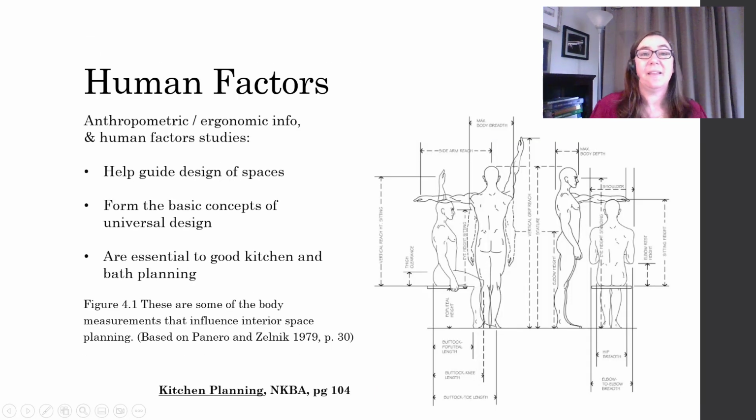It's no surprise that kitchens and bathrooms are spaces that are designed to be used by humans. Therefore, we use anthropometric and ergonomic information and human factors studies to help guide our design of these spaces. This information and these studies really form the basic concepts of universal design.